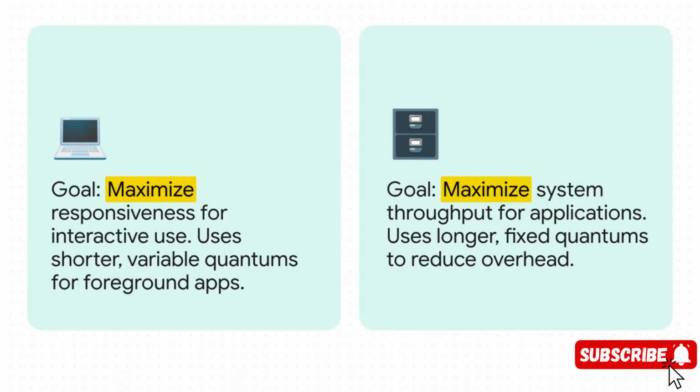And this is where the scheduler's strategy totally changes depending on the computer. On your desktop or laptop, the number one goal is responsiveness, making it feel snappy. So Windows uses shorter time slices and gives a longer turn to whatever app you're actually clicking on. But on a server, the goal is just raw power, maximizing throughput. So it uses longer, fixed quantums to waste less time switching between tasks, because every one of those switches costs a tiny bit of performance.